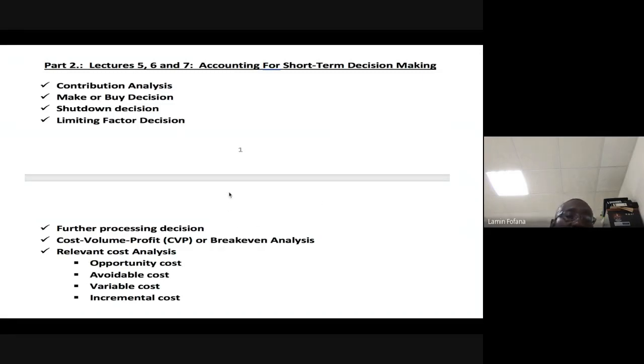Okay, so we're going to look at CVP, that's cost volume profit analysis, or commonly called break-even analysis. Very, very useful, very important that we make use of. Every topic that we're going to do is so relevant for your life. Break-even analysis is a very useful tool that is used in business planning.